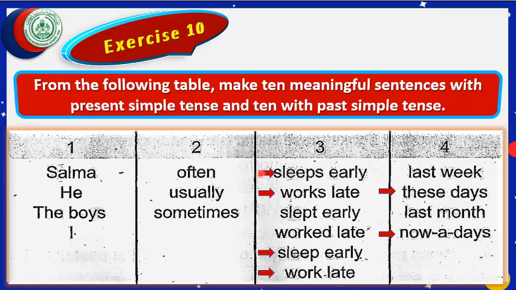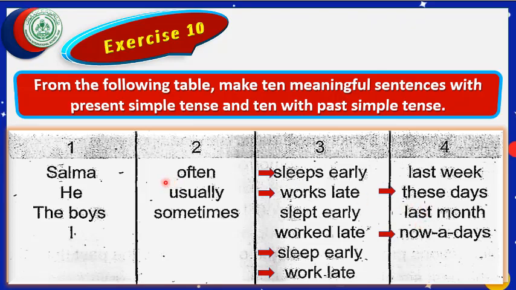The verbs which I have marked red will be used to make sentences in present simple tense. In the same way, the phrases that I have marked in red will be used to make sentences in present simple tense. You cannot use the other ones.